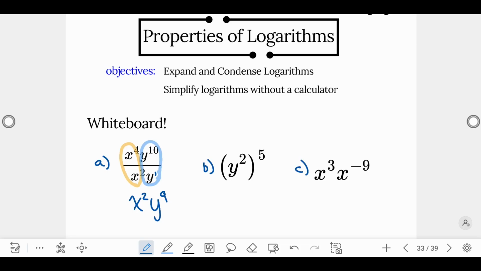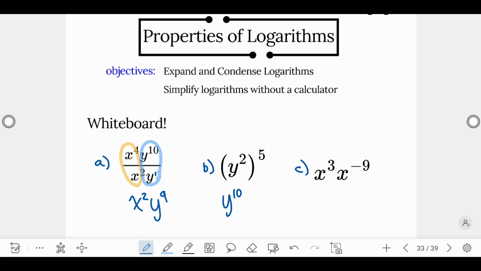All right, if that one didn't work for you, let's try out B. We got y squared to the 5th power, which is really saying we have a repeated y 5 times. And so if you remembered this meant multiplication, you are right. This should have been the equivalent of y to the 10th. 2 times 5 does give us to the 10th power.